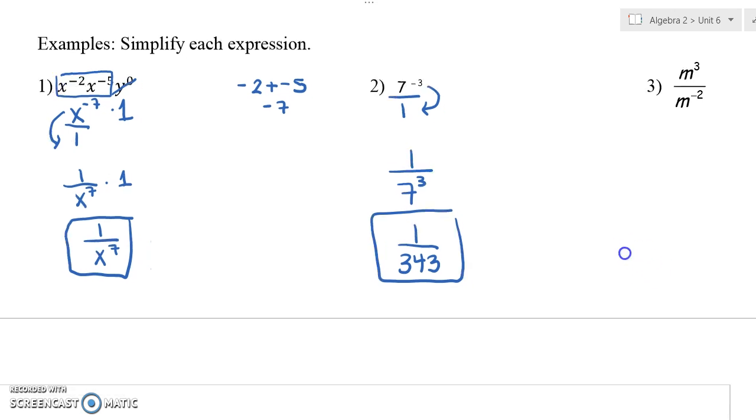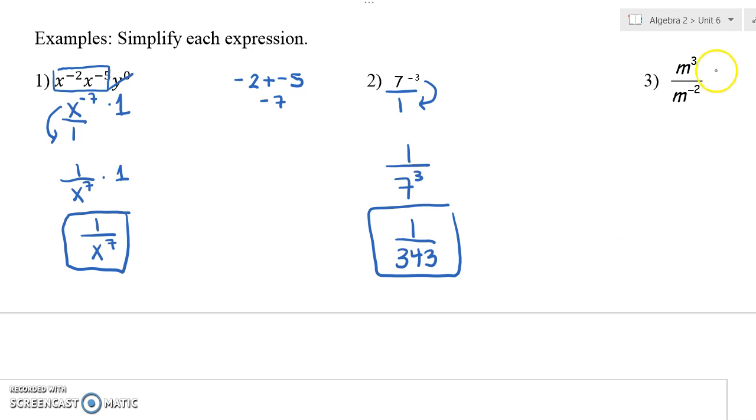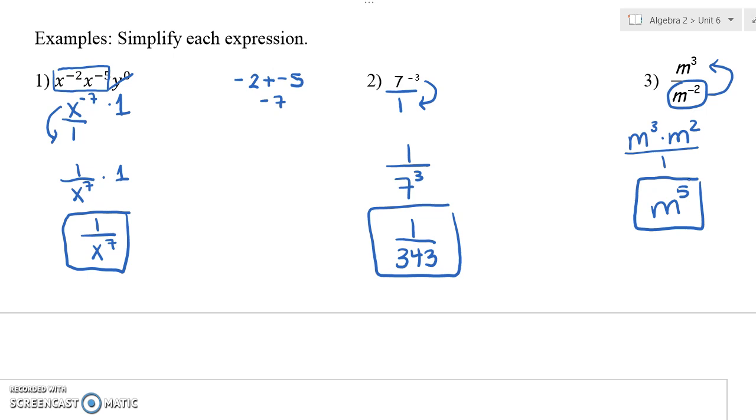All right, look at example 3. We have m to the third divided by m to the negative 2. So first, I would like to move this up, just because I don't like working with negative exponents sometimes. M to the third, and that comes next to it, so m squared. And there's nothing underneath. I could put over 1, but I don't need to. But I'll do it just so that you can see it. And then we end up having two bases with m. We're going to go ahead and add their exponents. So 3 plus 2 is 5, and m to the 5th is our final answer.